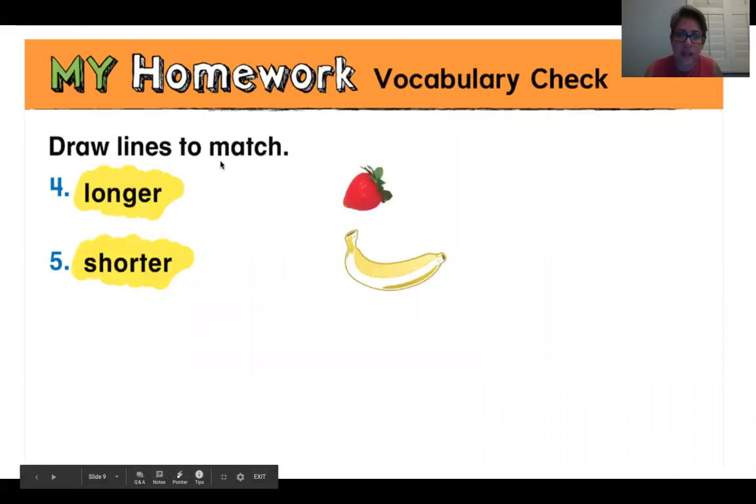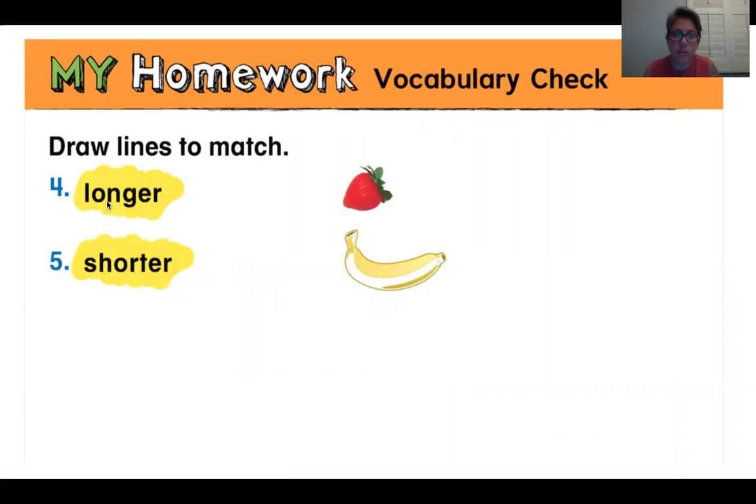This is our final slide. Draw lines to match, longer or shorter. Now remember, start at the same spot and look to see which one is longer and which one is shorter. Make your choice. Longer, strawberry or banana? Yes, banana. Shorter, strawberry. Here we go. All right, good work.